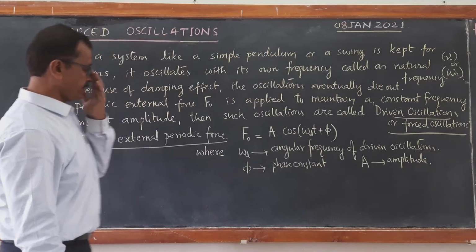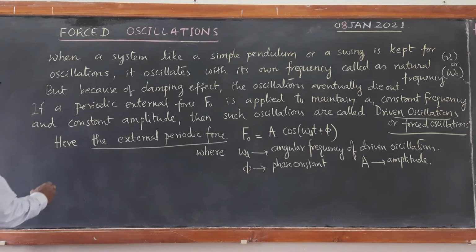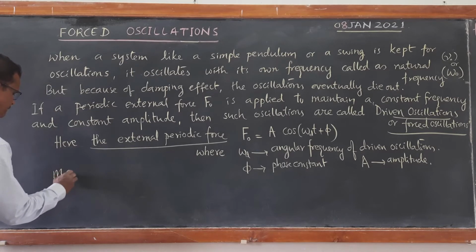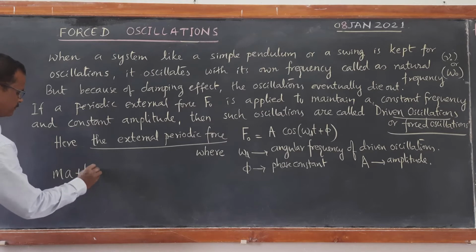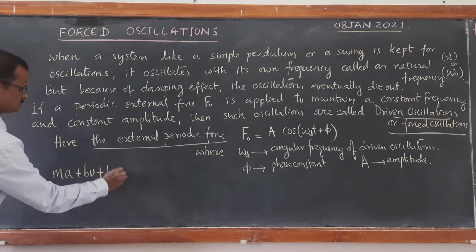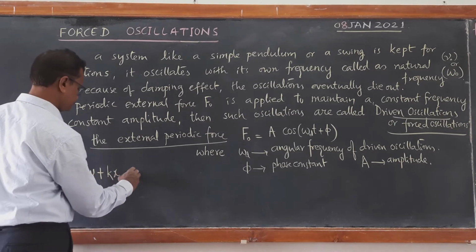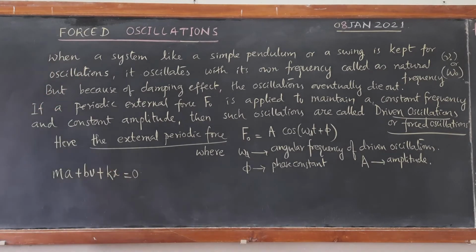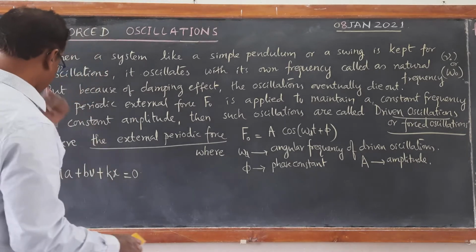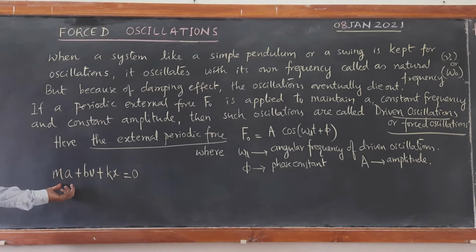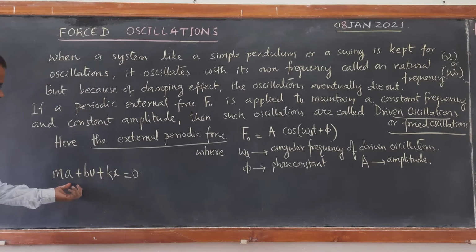Now earlier we had used the equation, if you remember, ma plus bv plus kx equal to 0. Now this 0 has to be substituted by the external force. So this was the equation for damped oscillations.